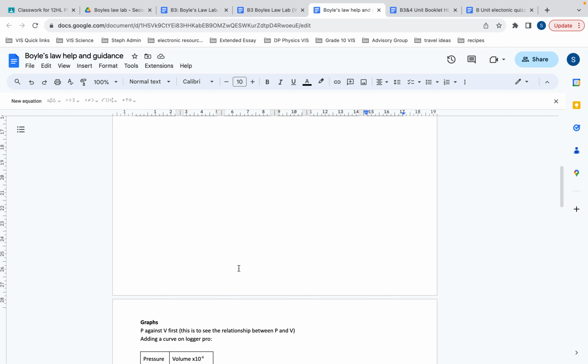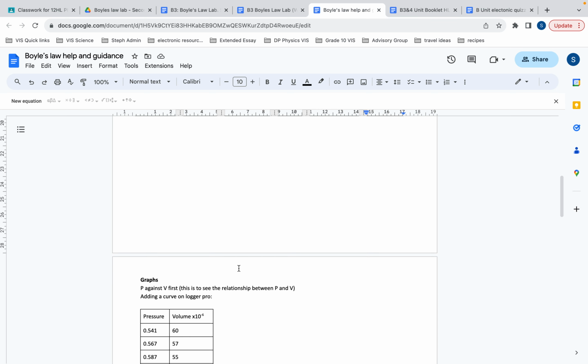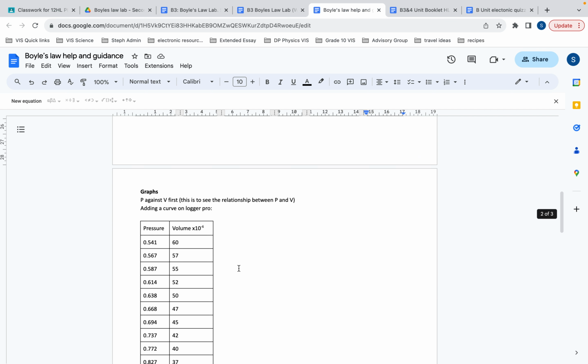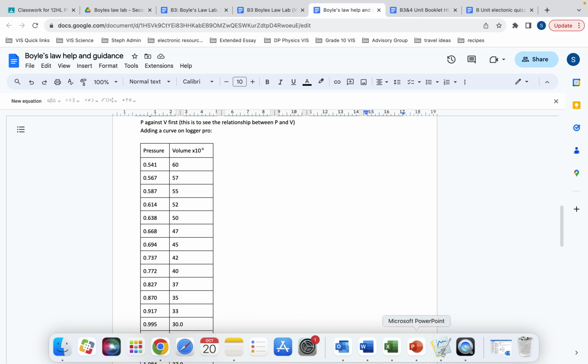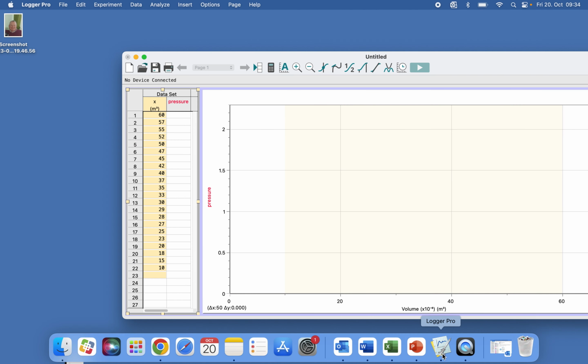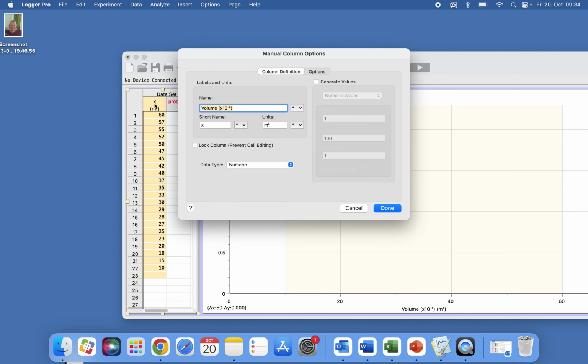All right, so let's go down to our first graph. Our first graph was looking at the relationship between pressure and volume. I've just taken some data from here, pressure and volume, and we're going to be using Logger Pro. I've put pressure on my y-axis and volume on my x-axis. You can click in here and put volume times 10 to the minus 6 meters cubed, so I don't have to write it out each time. I can just put that in the title there.